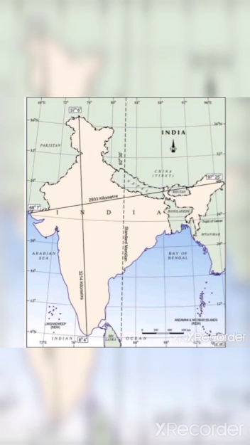Our Indian Standard Time is 5.5 hours ahead of Greenwich Mean Time, and India measures 3,214 kilometers from north to south and 2,933 kilometers from east to west. The geographical location of India provides vast diversity in climatic conditions and a variety of vegetation. We have a long coastline of around 7,516 kilometers, which enables trade routes and fishing.